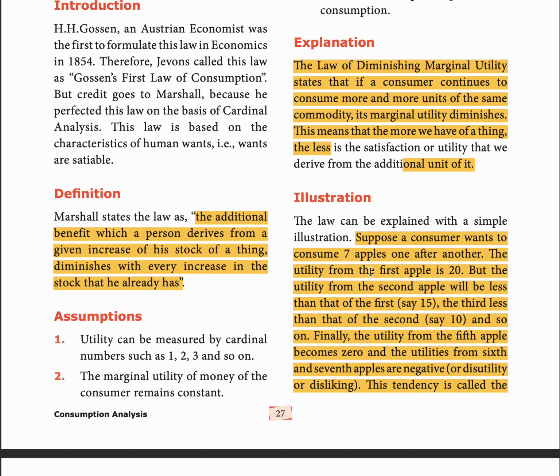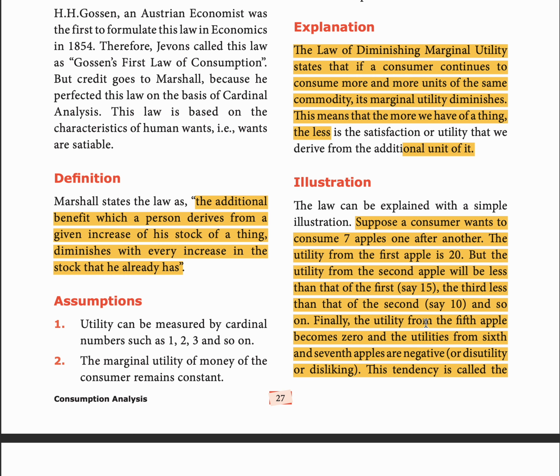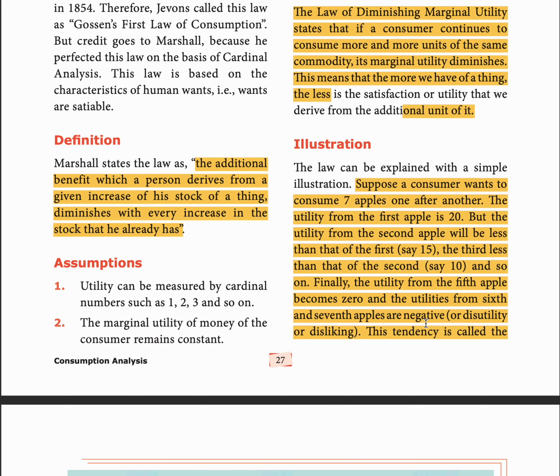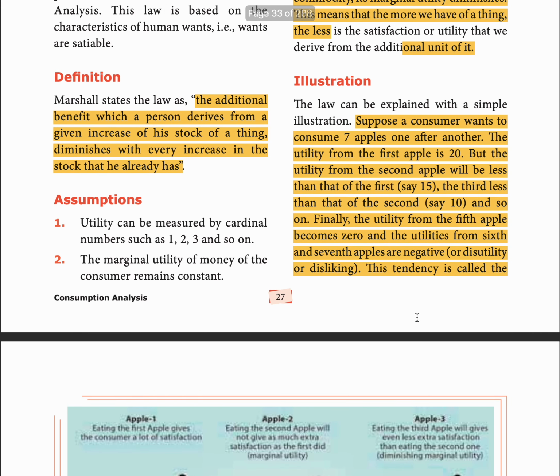Suppose a consumer wants to consume 7 apples one after another. The utility from the first apple is 20, but the utility from the second apple will be less than that of the first, the third less than that of the second, and so on. Finally, the utility from the fifth apple becomes zero, and the utility from the sixth and seventh apples are negative. This tendency is called the law of diminishing marginal utility. So what the author is saying is that if there are 7 apples, the utility we got from the first apple is maximum, and it will keep on diminishing with the consecutive apples.